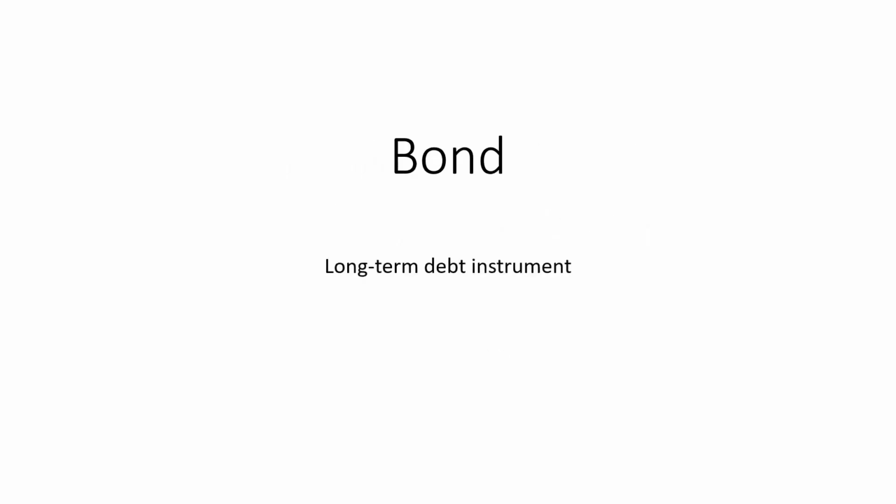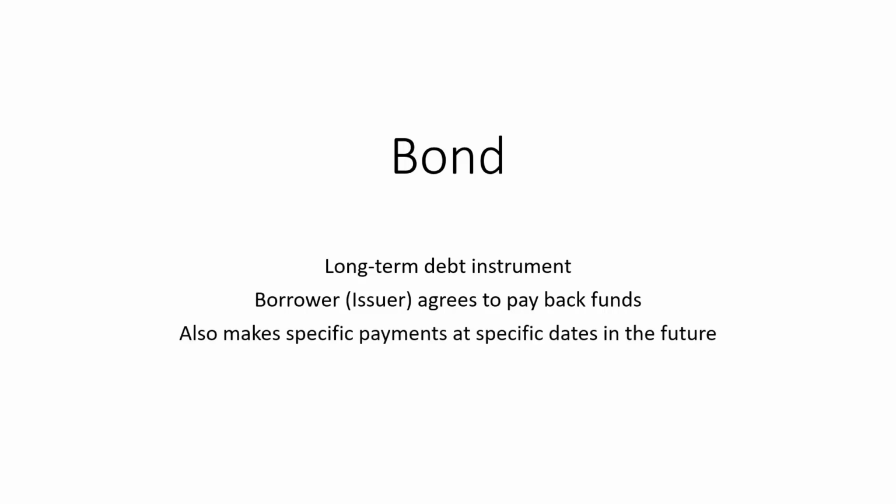So a bond is a long-term debt instrument issued by the government or corporations, and the borrower in this case, so remember, the issuer is a borrower, and the borrower or the issuer promises to pay some funds at regular intervals of time, which act as a proxy for interest payments, and a lump sum at the end of the bond's maturity date. And this lump sum usually is called the face value or the par value, and these specific payments are always a contractual obligation which is written on the bond.